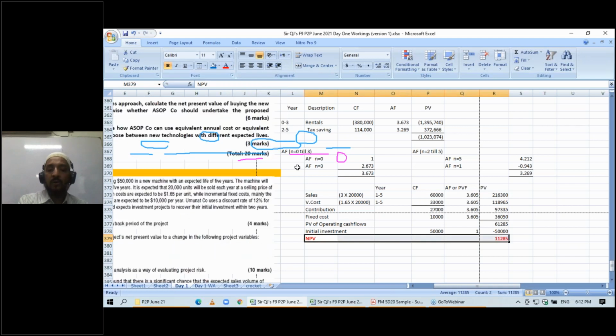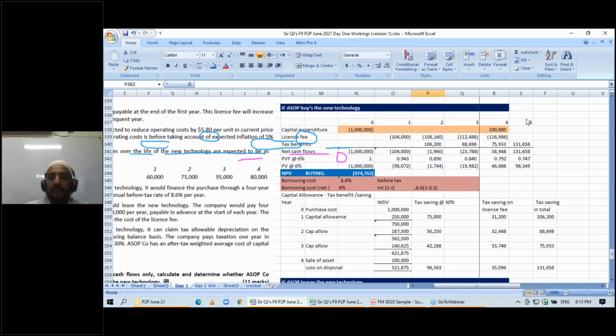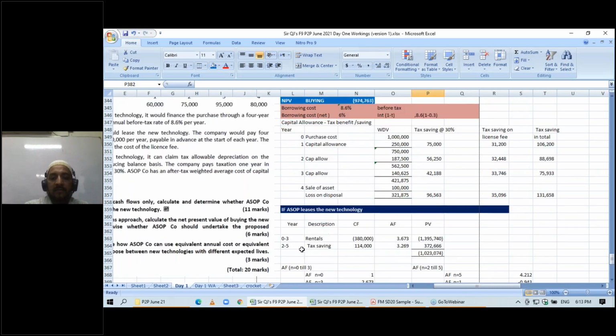Okay, students, let me remind you of one thing: before the break we were doing that lease or buy question, and I want to make a conclusion over there before I move ahead, about which option was cheaper. If we buy the asset, the NPV of buying was 974,763, but in the case of leasing the NPV was 1,023,074, and both the NPVs are negative.